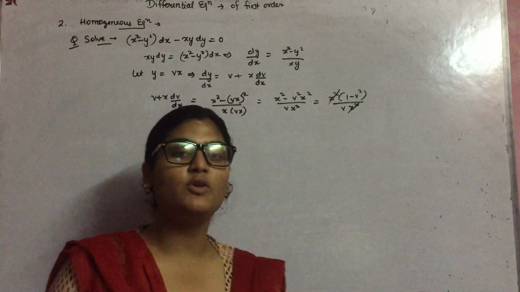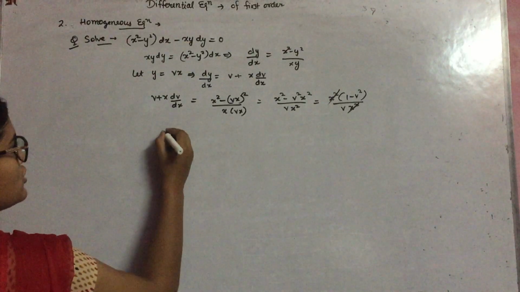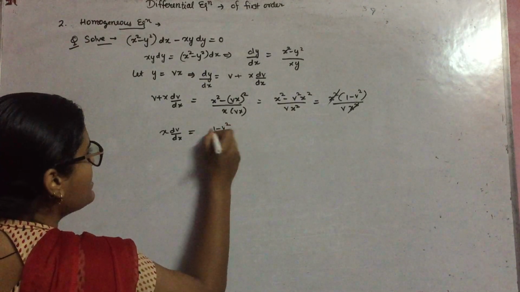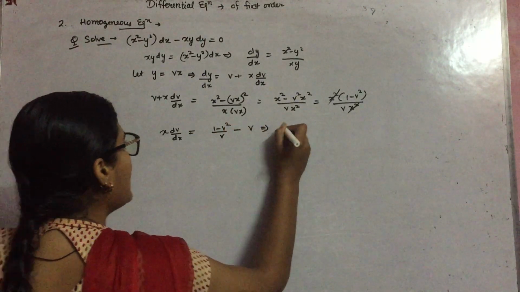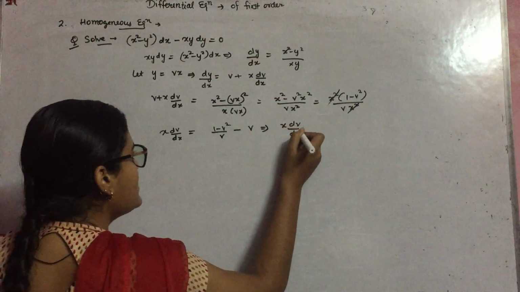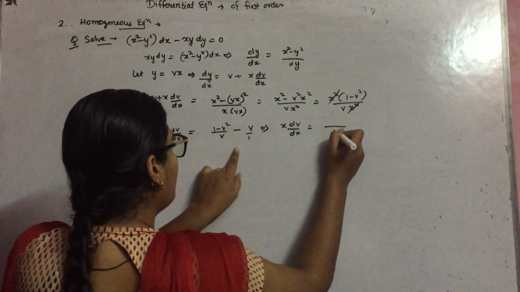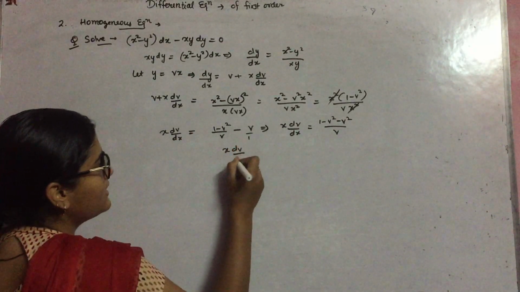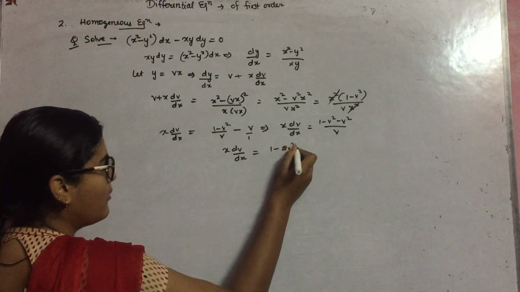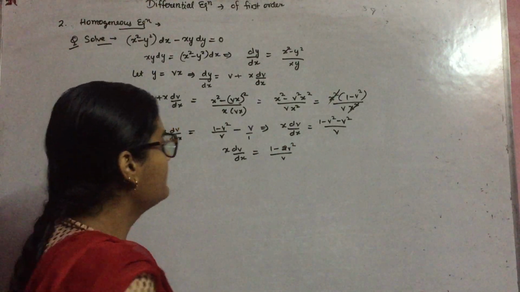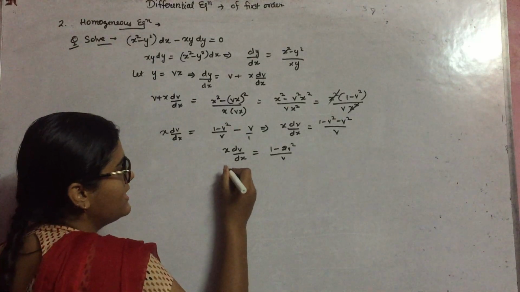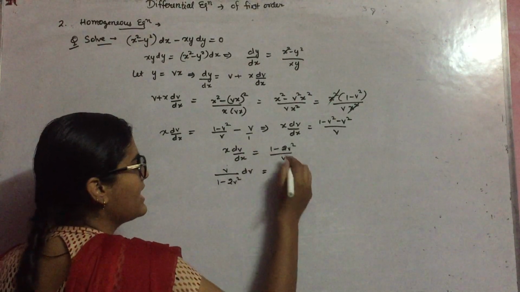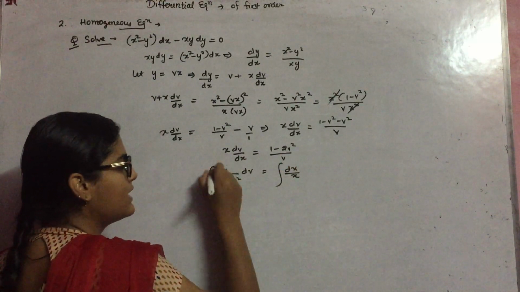Now again what you have to do? Just separate the variables. So it will form x dv by dx. Firstly take v on the right hand side. 1 minus v square by v minus v. This implies x dv by dx equals, if you take LCM here, v, 1 minus v square minus v square. So x dv by dx equals 1 minus 2v square upon v. Now separate the variables. On separating the variables, what you get is v upon 1 minus 2v square dv equals dx upon x. Now integrate both sides.